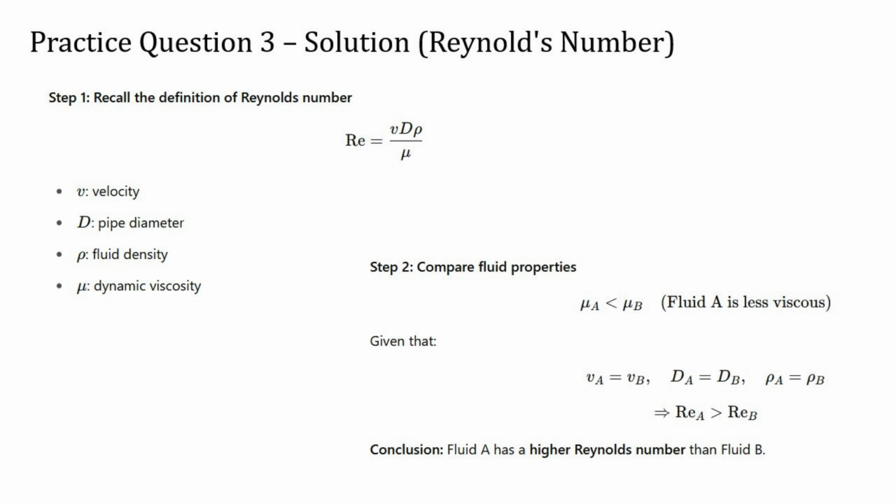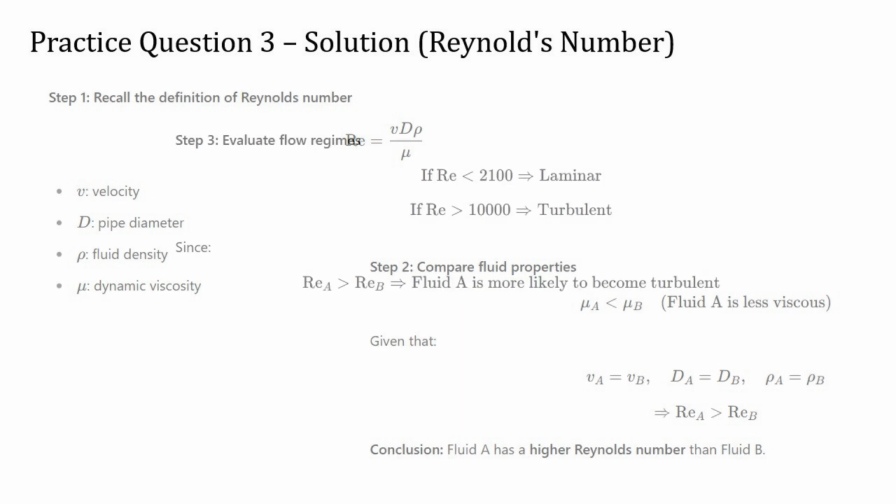Next, we analyze the fluid properties provided in the problem. The question tells us that fluid A has a lower dynamic viscosity than fluid B. Both fluids are flowing through pipes of the same diameter at the same average velocity, and we can assume the same fluid density for both since nothing to the contrary is mentioned. Given these conditions, the only varying factor in the Reynolds number expression is the viscosity. Because fluid A has a lower viscosity and all other factors are equal, fluid A must have a higher Reynolds number than fluid B.